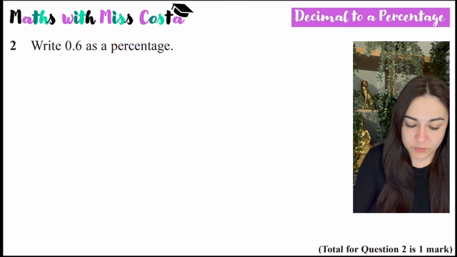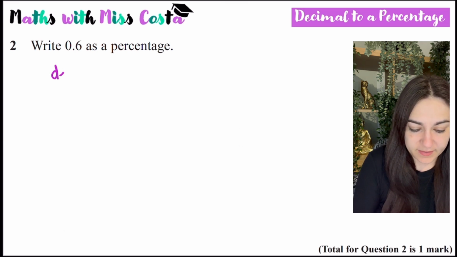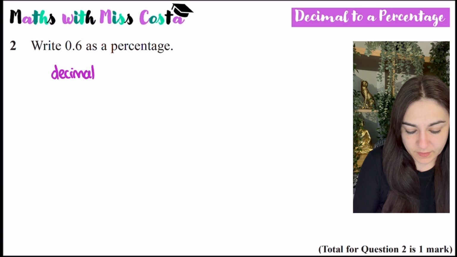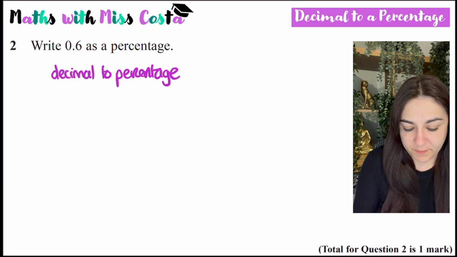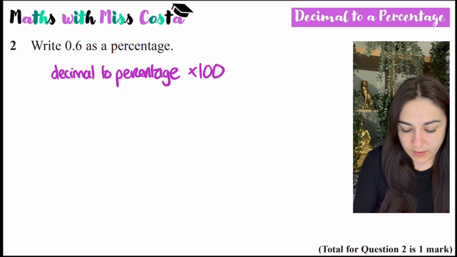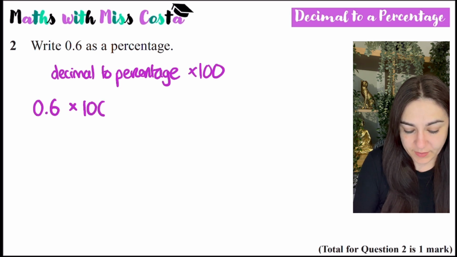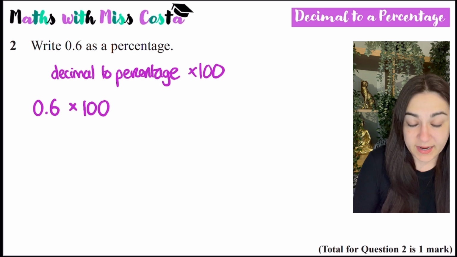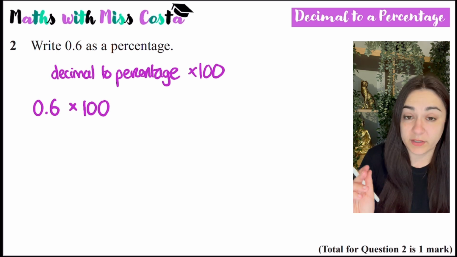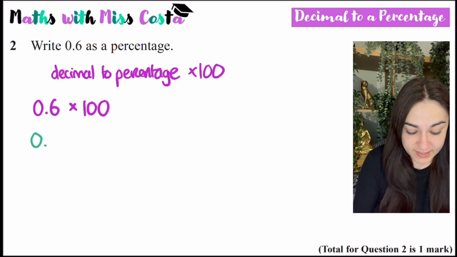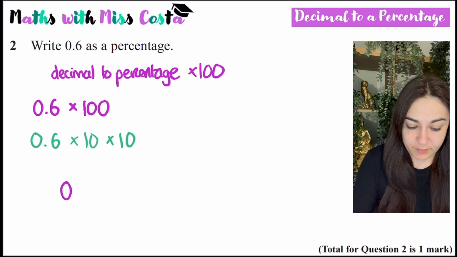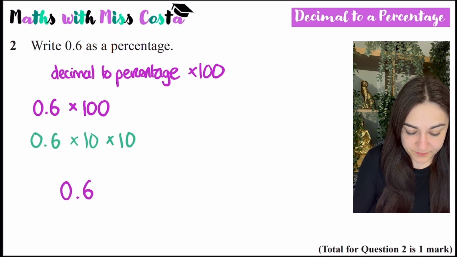Then we've got a decimal to a percentage. So to turn a decimal to a percentage, we simply multiply by 100. So this is a non-calculator paper, so 0.6, I'm going to have to multiply by 100. And a way to do that, if you're not super confident multiplying by 100, is to multiply by 10 and then multiply by 10 again. So 0.6 times by 10.